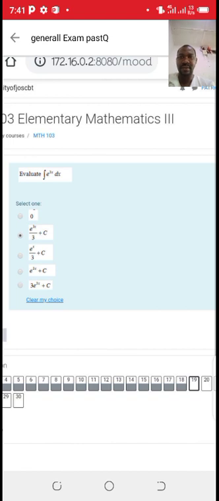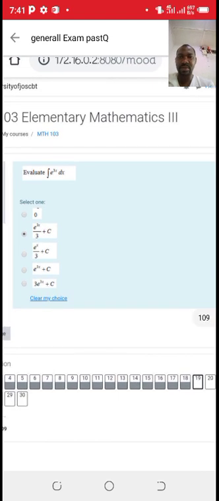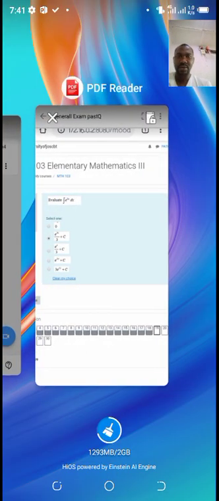Okay, so this question here says we should integrate exponential 3x. And of course, to give a brief illustration on integration, the integral of exponential ax dx is going to be 1 over a, then exponential ax, then plus c. Another way you can write it is exponential ax all over a, then plus c.